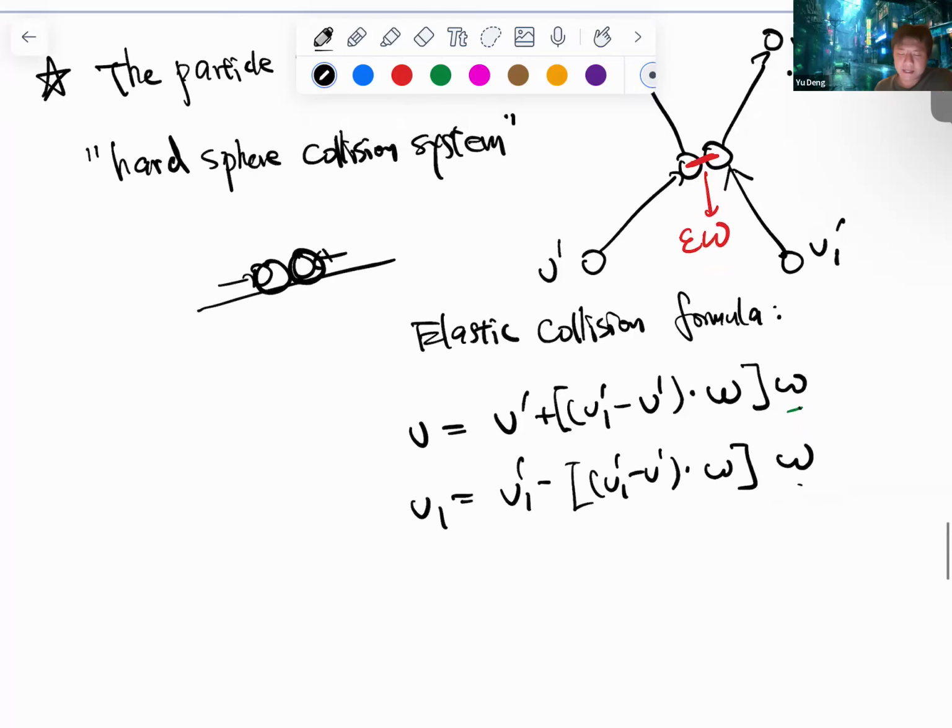And of course, if a particle does collide, we have this formula. If particles do not collide, then they just move linearly according to Newton's law. Okay, so this is the description of the system.